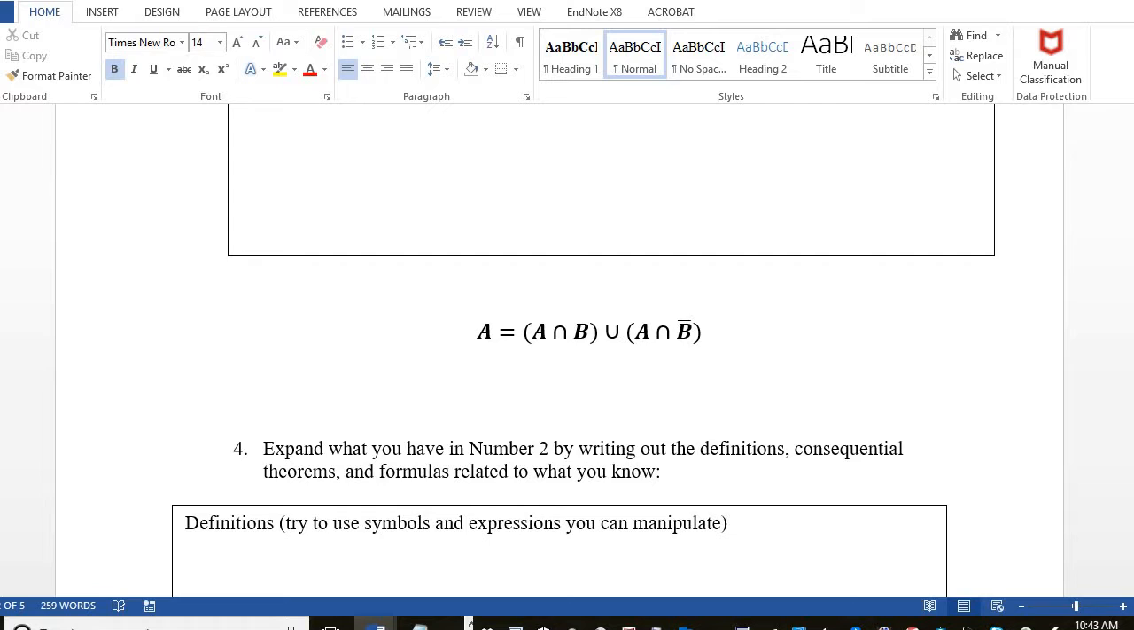If I take A and B, I can see that A intersect B complement is this part. It's the moon-shaped part. And A intersect B is that football part. They're disjoint. So these two guys here are disjoint. I can see, intuitively, why.